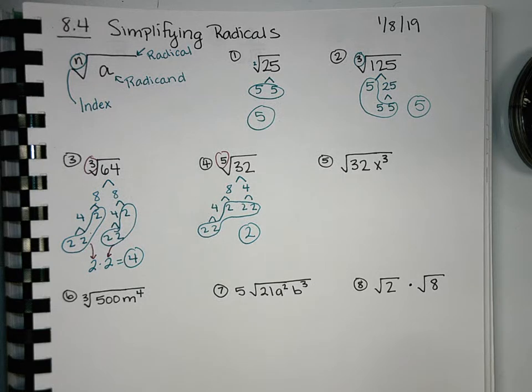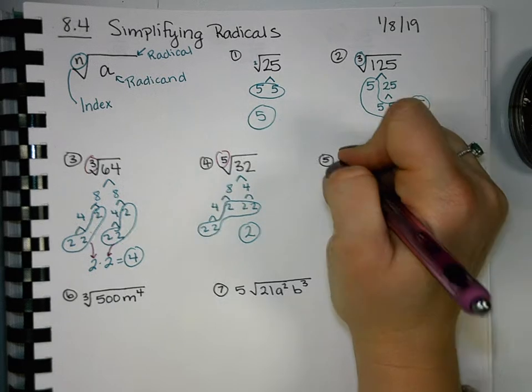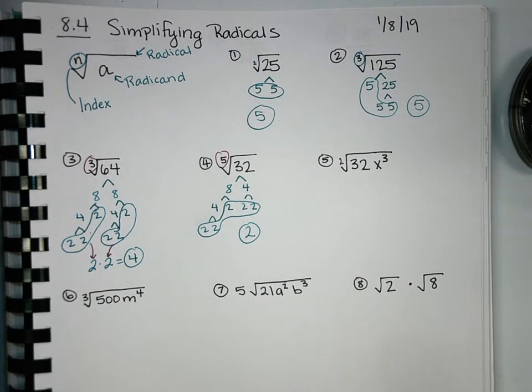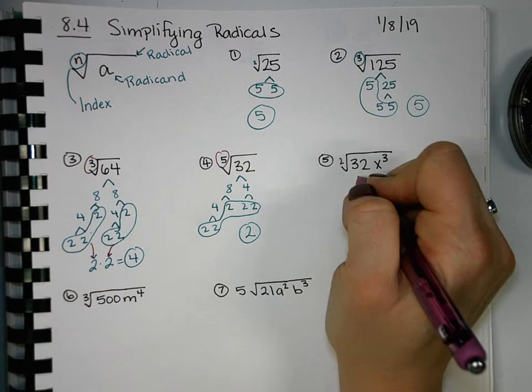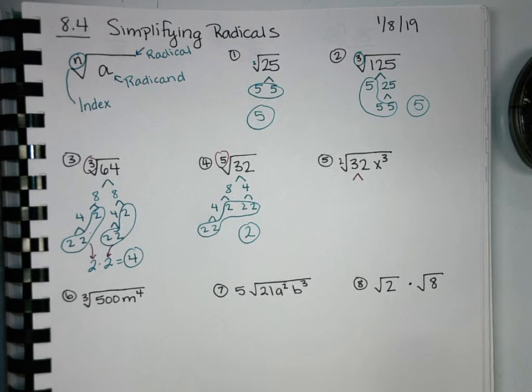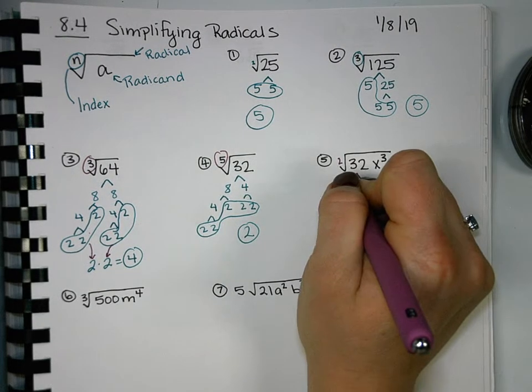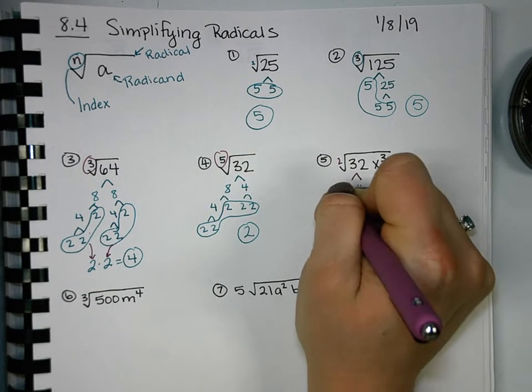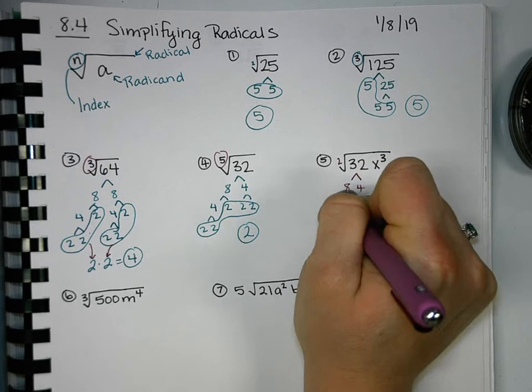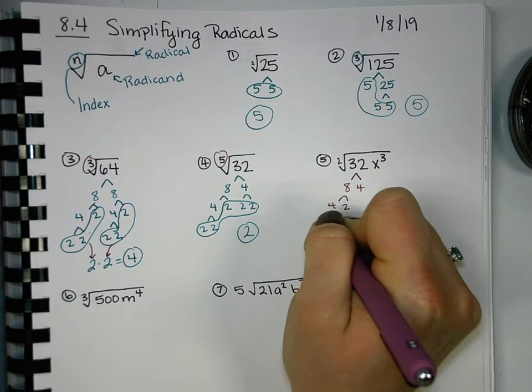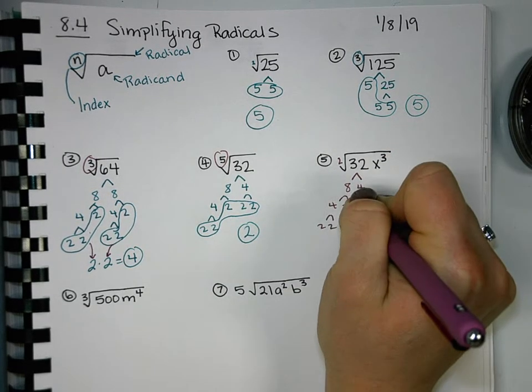Okay, so 32, what is our root? What's our index? If it's not written, it's a square root. So sometimes we like to write a 2 to just remind us we're looking for groups of 2. You don't have to write it. It's just something you can do. So then let's break down 32. So we have 8 and 4, 4 and 2, 2 and 2, 2 and 2.